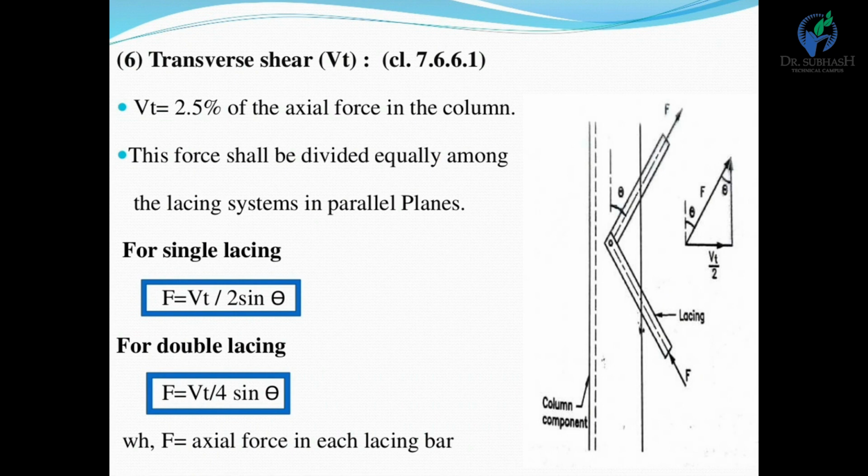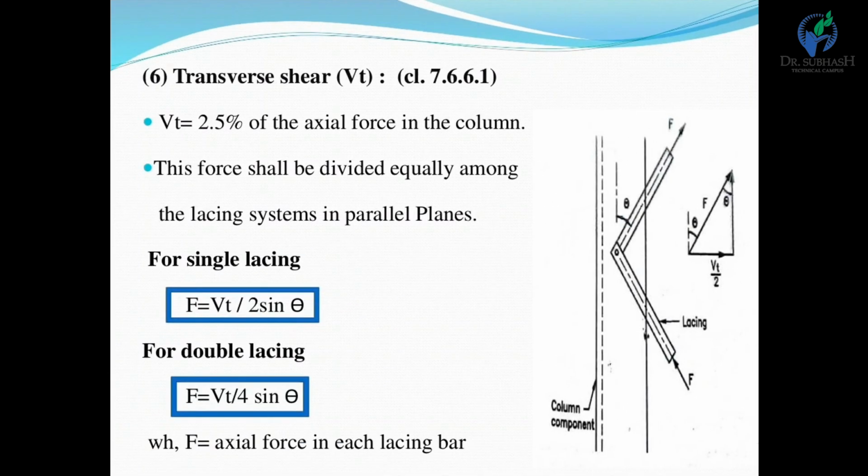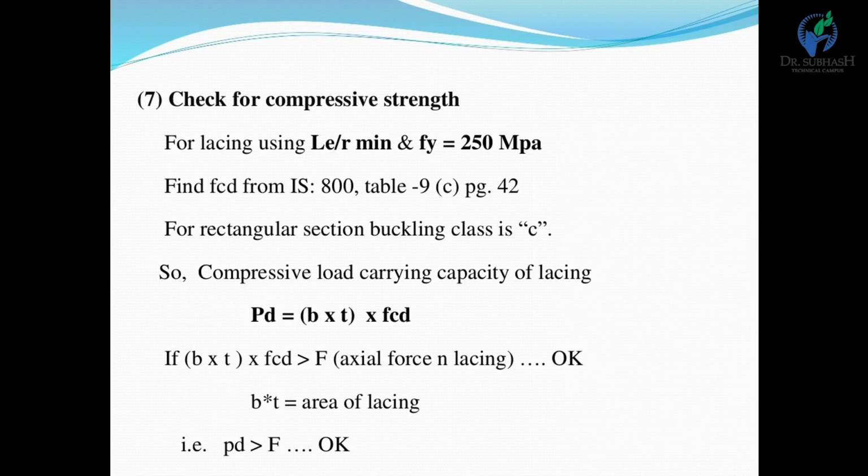For double lacing, F is equal to Vt upon 4 sin theta, where F is the axial force in each lacing bar. So first of all you have to find the axial force in each lacing bar, and Vt should be taken as 2.5% of the axial force in the column. Now next, check the compression strength. For lacing, use LE upon r minimum, with Fy equal to 250 MPa. Find fcd from IS 800 Table 9C. Why 9C? Because we design a built-up column.